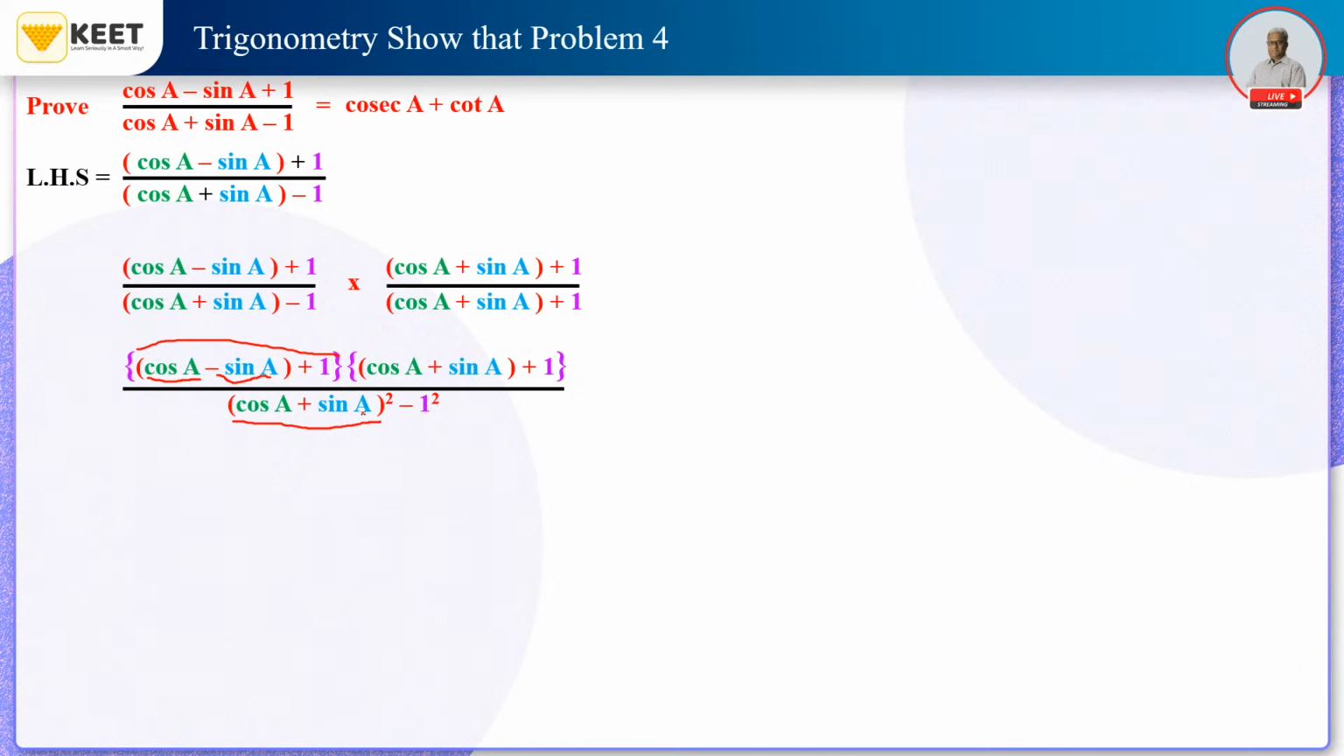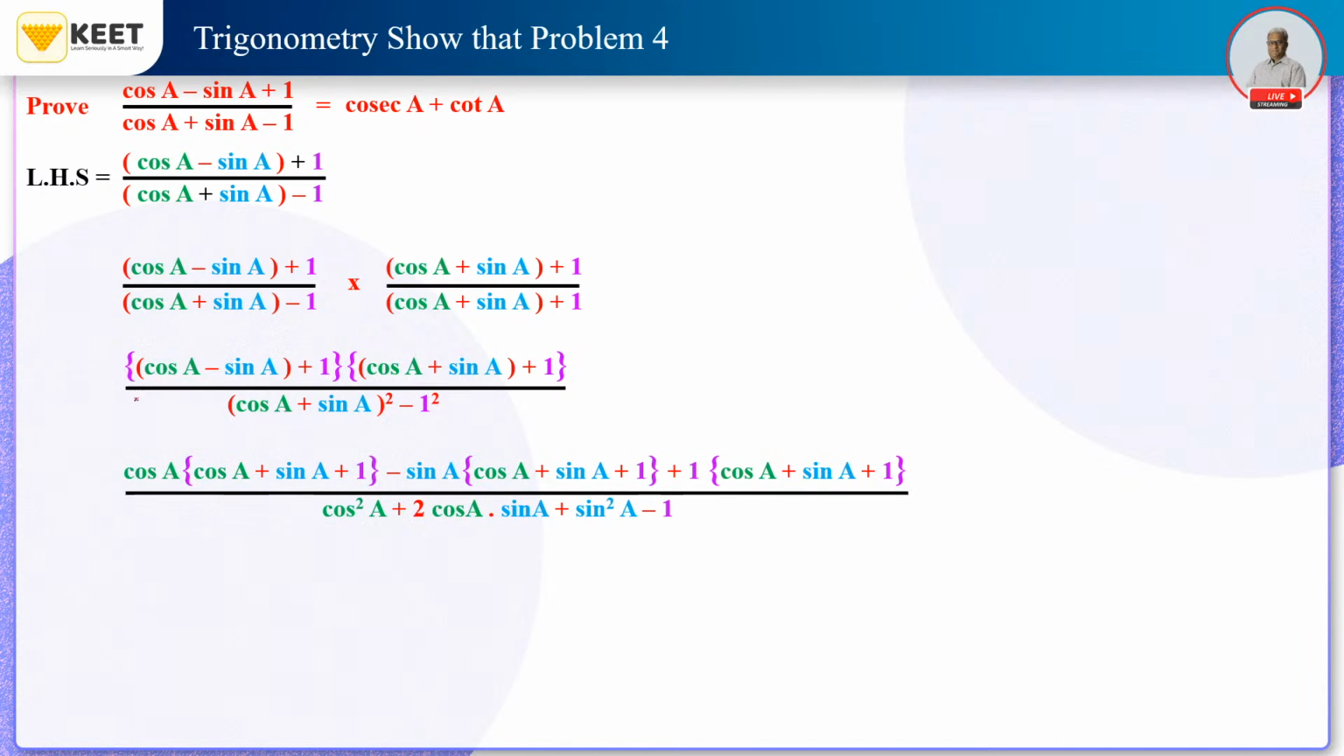Okay, and in the denominator, you can just remove this 1, and for this cos A plus sin A, you will have A plus B the whole square formula, that is just expand this. So the step I'll write it on the screen. So it will be this way. See here, cos A multiplied by the bracket.